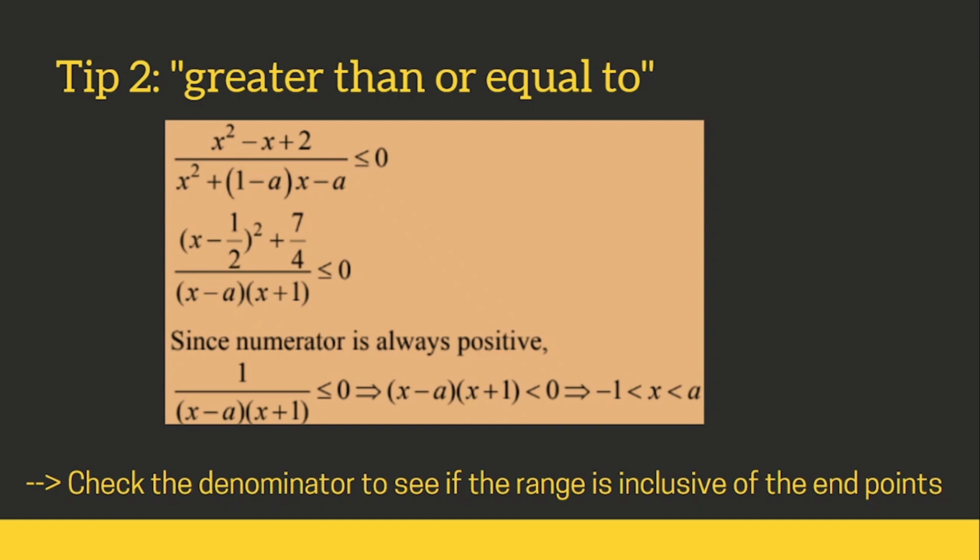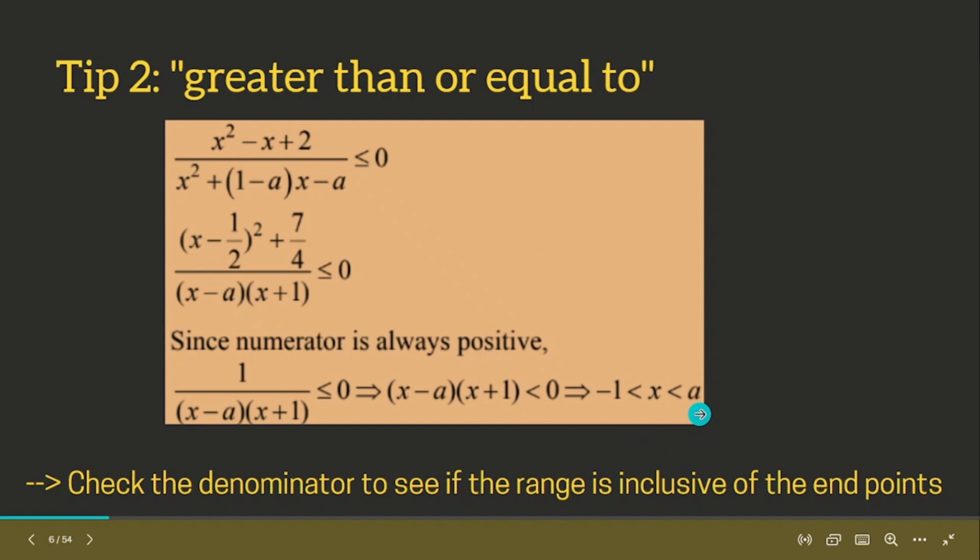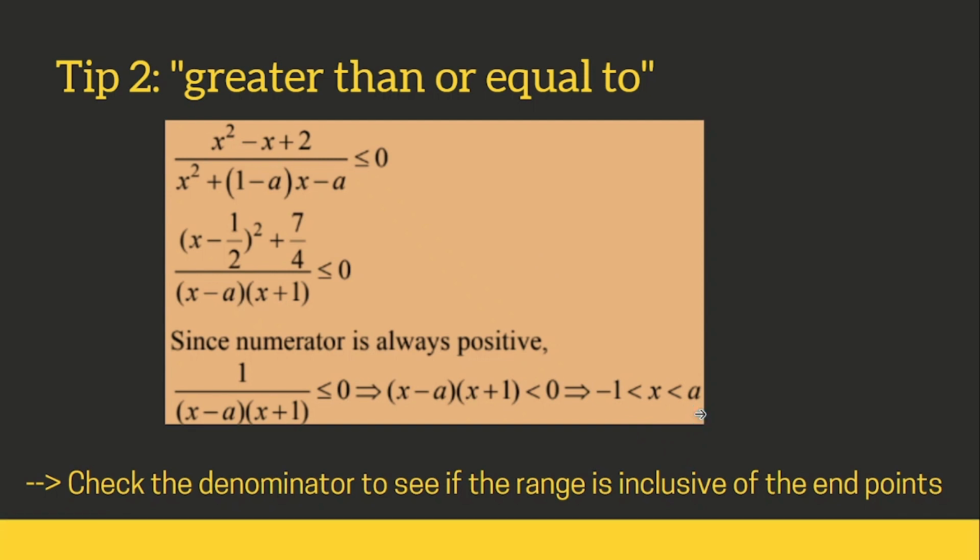This is because when you solve it, you realize that the answer is actually x equals a and x equals minus 1. But the important thing to take note of is that if you substitute a or you substitute minus 1, this entire denominator will be equal to 0. And if it's 0, that means the entire fraction will be undefined, and in this case, it will not work. That's why when you write your final answer, you cannot have the equal sign. So just check your denominators to see if the range is inclusive of the endpoints or not when you are answering your questions.